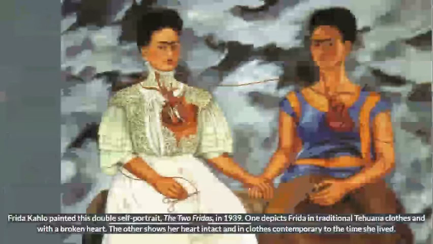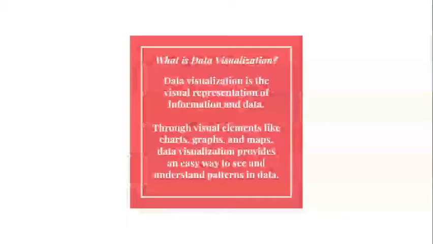Now, Frida's double self portrait, the two Fridas, is probably one of her more famous ones. And in this portrait, she shows herself twice, one in traditional clothes, one where she's wearing contemporary clothes from the time where she lived. Now, she did this portrait shortly after her divorce, and it was a story of how she was breaking with tradition just by having a divorce, but also lets us know some of the pain and uncomfortableness that she was feeling, kind of a split in her thinking about the decision she made.